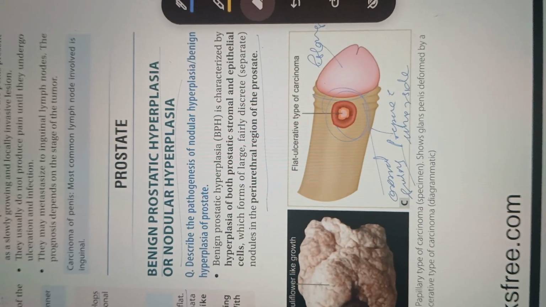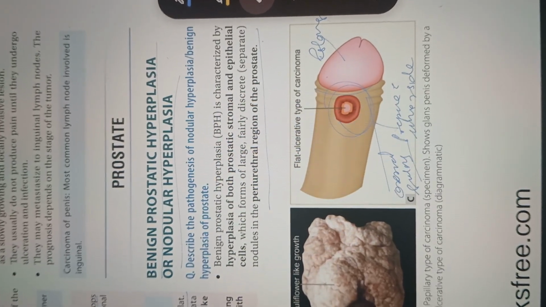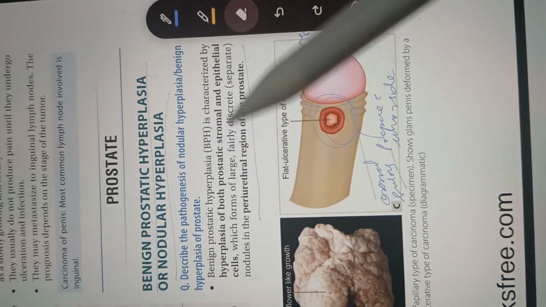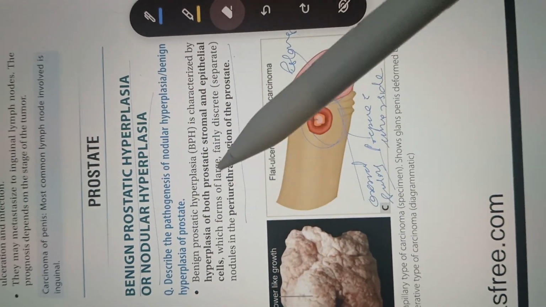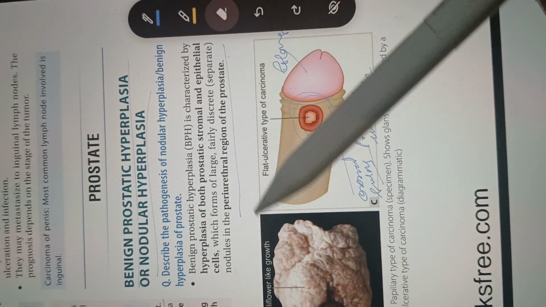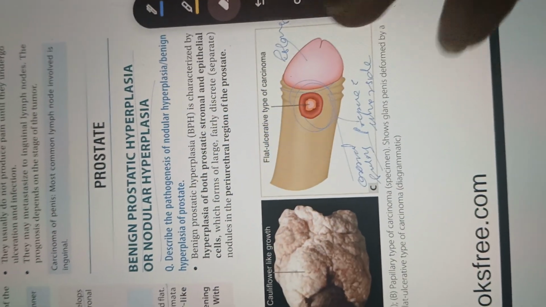So let's begin. So yes, this is what is meant by benign prostatic hyperplasia. Benign prostatic hyperplasia is characterized by hyperplasia of both prostatic stromal and epithelial cells, which form large, fairly discrete nodules in the periurethral region of the prostate.